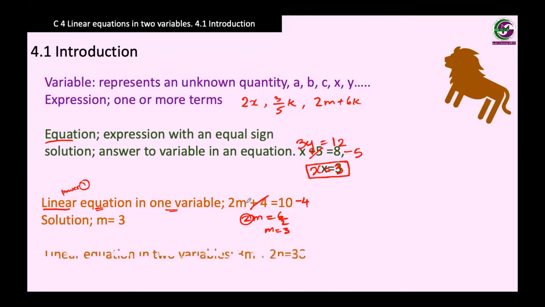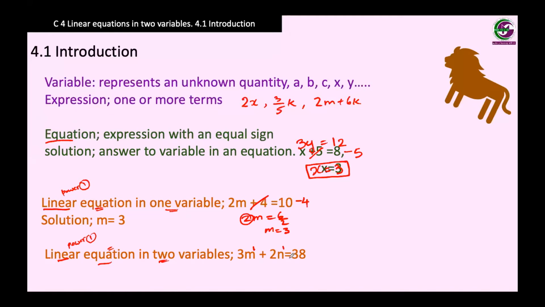Now, what is the meaning of linear equation in two variables? Again, it will be linear, the power will be 1. It will be an equation, so it will have an equal sign. Two variables. Look at this example, 3m plus 2n is equal to 38. Power is 1. You have two variables and you have an equal sign. Now, what about the solution of this one?